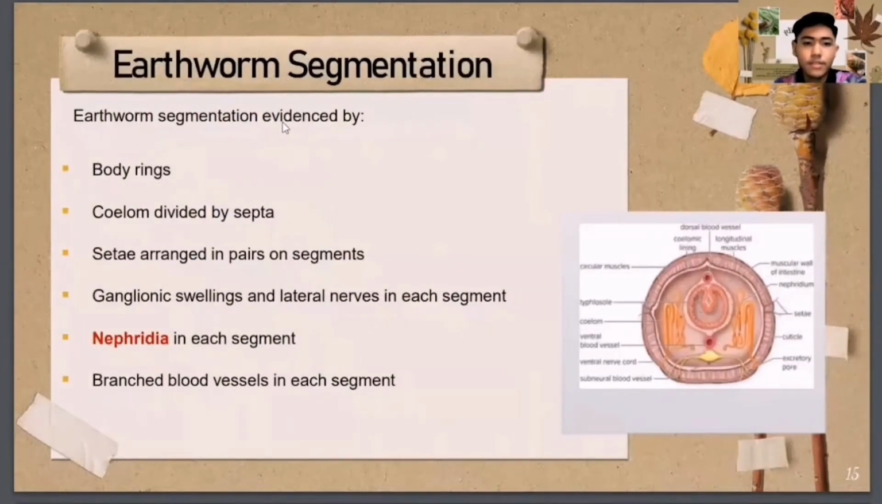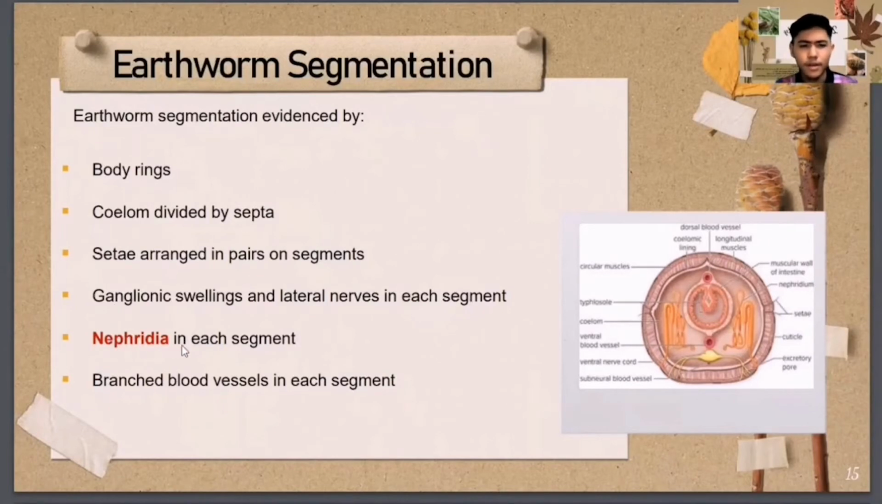Earthworm segmentation is evidenced by the body rings, as you can see over here in the diagram. The coelom is divided by septa. The coelom is a fluid-filled cavity in the earthworm body, while the septa are large flaps of tissue which separate each coelom segment. Setae are arranged in pairs on segments, and there is a ganglionic swelling and lateral nerve in each segment, along the long ventral nerve cord that leads from the brain.